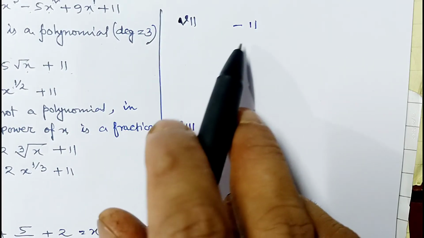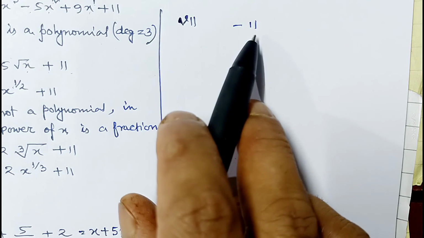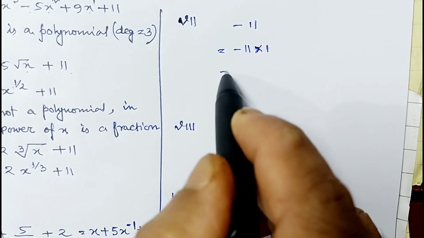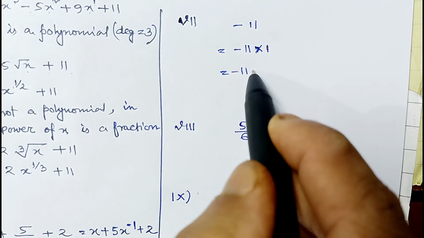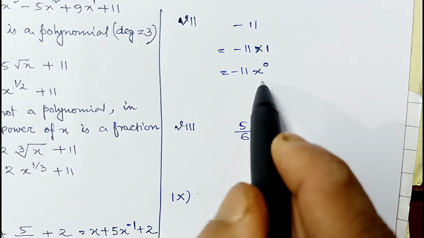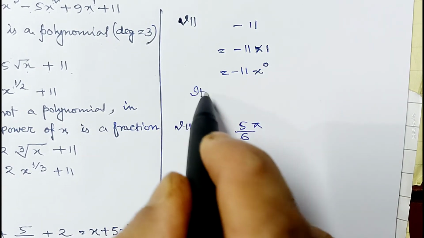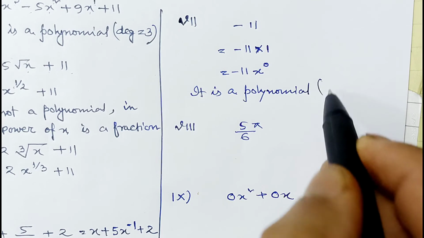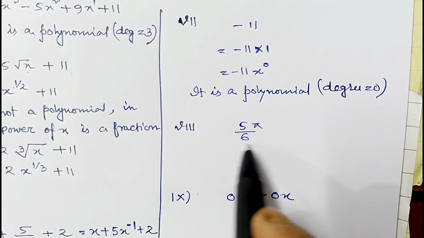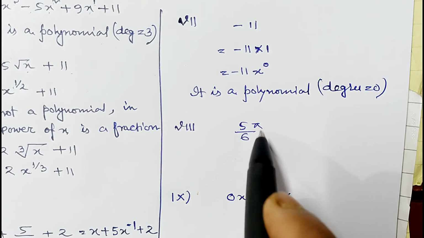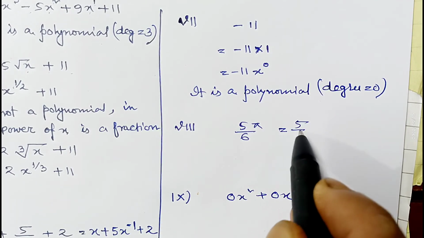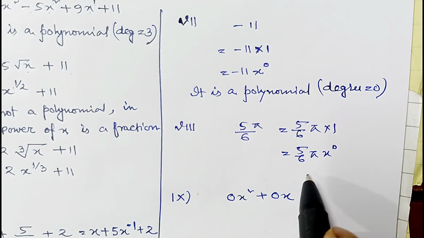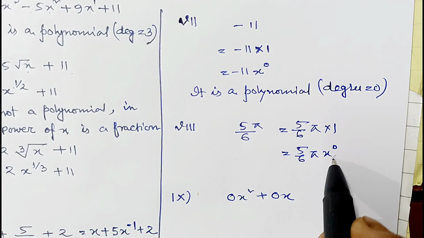Now in question number 7, it is given minus 11. Since it is a constant number, we can write minus 11 into 1, and instead of 1 we can write x to the power 0. So it is a polynomial of degree 0. It is a polynomial and the degree of this polynomial is 0. In this case also it is a constant polynomial because 5 by 6 pi is constant. So it can be written as 5 by 6 pi into 1, and we can write 5 by 6 pi x to the power 0. So it's a polynomial and the degree here is also 0.